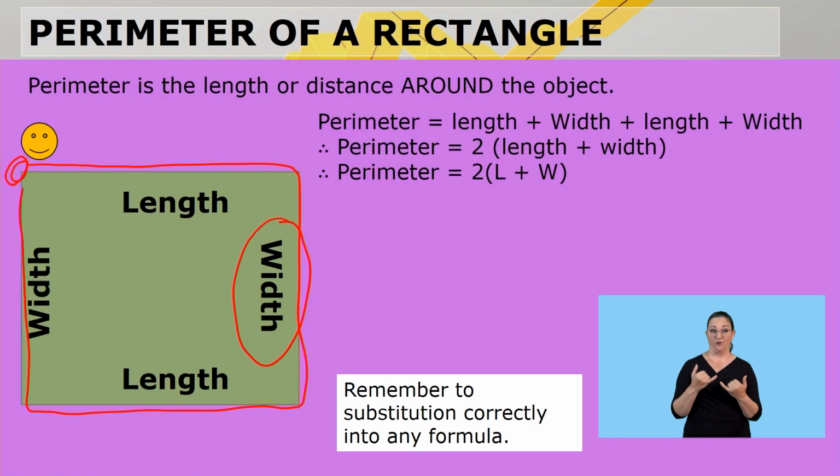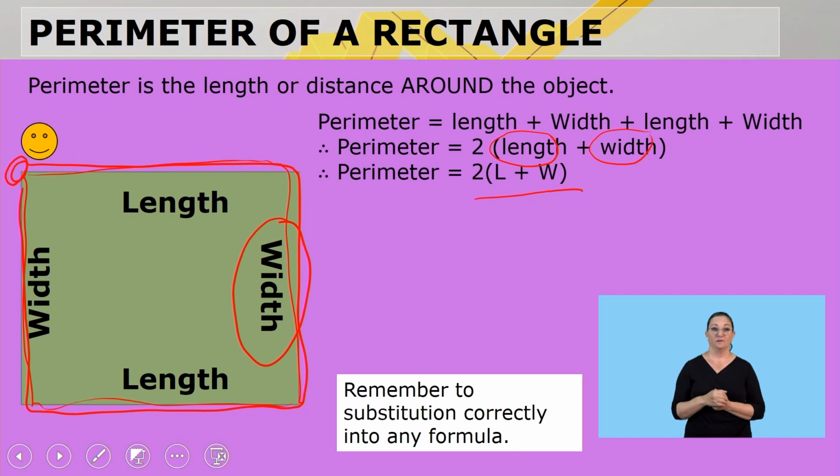They walked around the shape. So therefore, we had one length, one width, one length, and another width. So it's going to be 2 times 2 lengths and 2 widths. So we had to add them up, the length here and the width, and another set. So therefore, it's 2 times the length plus the width. Remember to substitute correctly into the formula, otherwise you will lose marks.